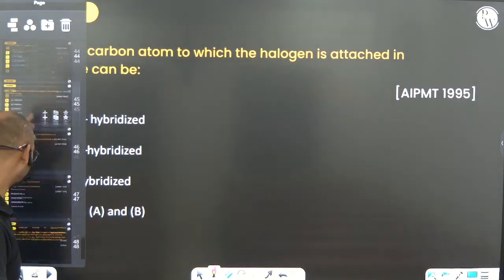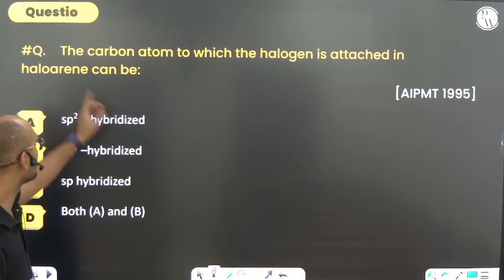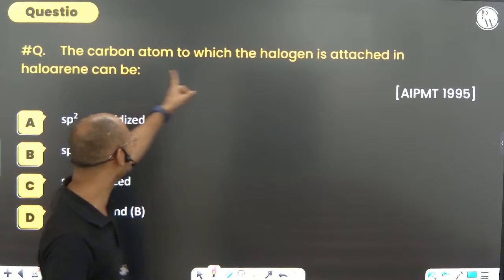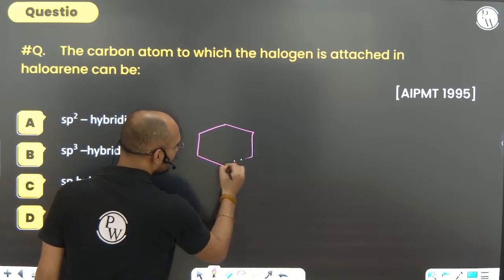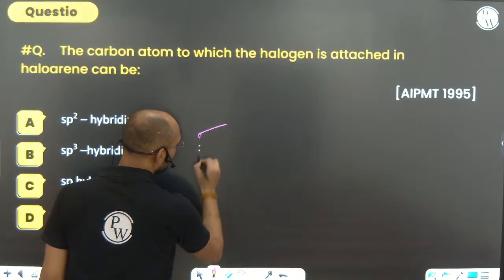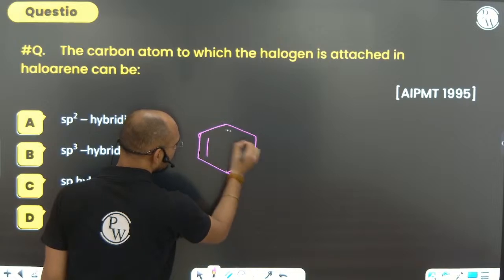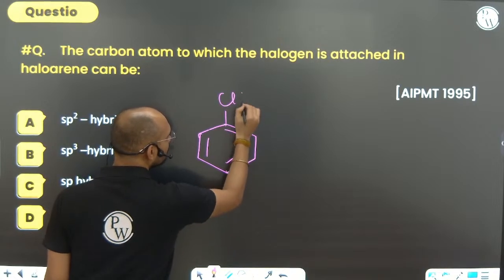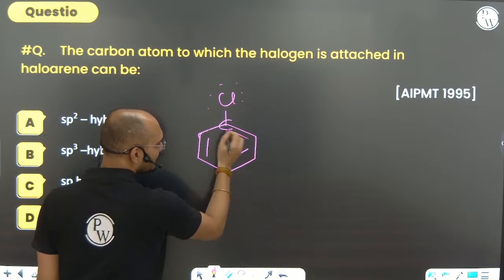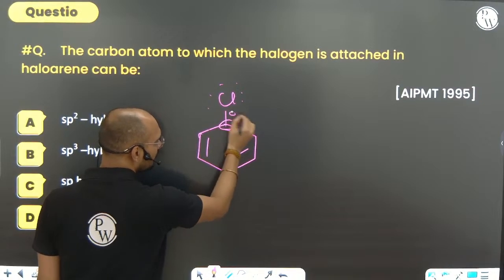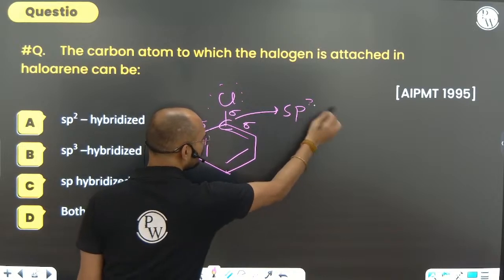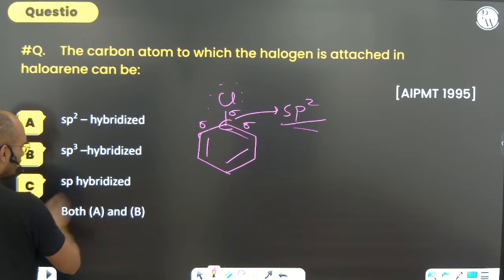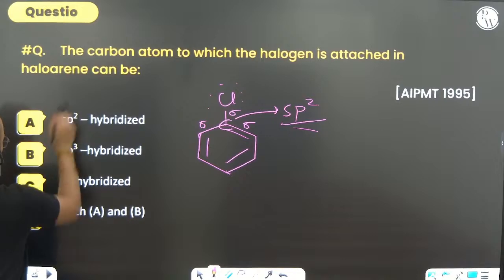चलो आगे बढ़ेंगे. So here the question. The carbon atom in which halogen is attached in the haloarene can be. यार haloarene पे attached carbon. Can you see? ये देखो, जरा ध्यान से देखो. Here Cl is there. So what about this carbon? Can you see this carbon? There is how many sigma? 1 sigma, 2 sigma, 3 sigma. Is there any lone pair? No. So what is that? It is sp2 hybridized. Not a big deal. हटाओ इसको. sp2 hybridized. sp2.